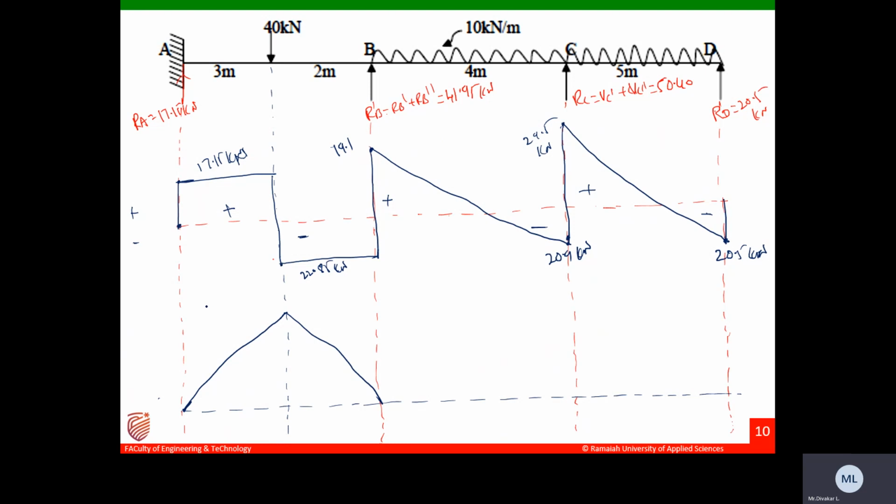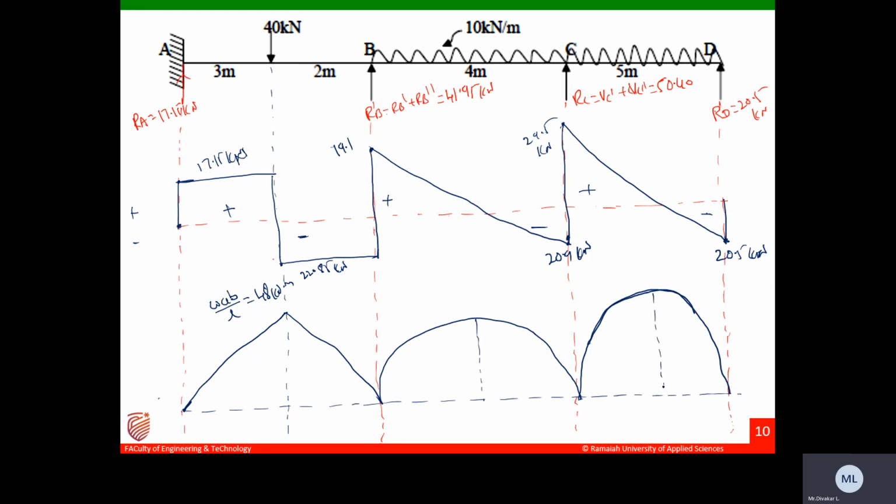This will be WAB by L, so you will get 48 kilonewton meters. This is due to loading. Now this is UDL, so this is 20. For UDL the variation is parabolic. Similarly, this variation is a little bit higher. This should be parabolic. Guys, I'm drawing. So this is the maximum bending moment.